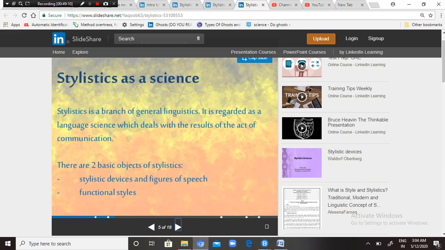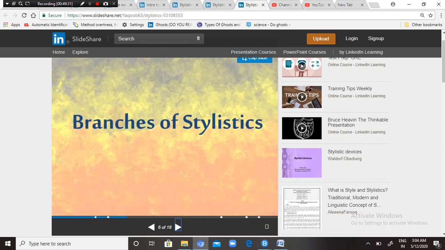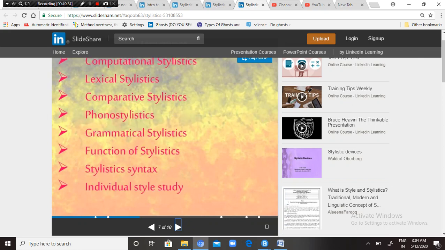Stylistics and science. Stylistics is the branch of linguistics. It is regarded as a language science which deals with the results of the act of communication. The basic objects are stylistic devices, figures of speech, and functional styles. Okay, branches of stylistics. So we discuss the branches of stylistics.